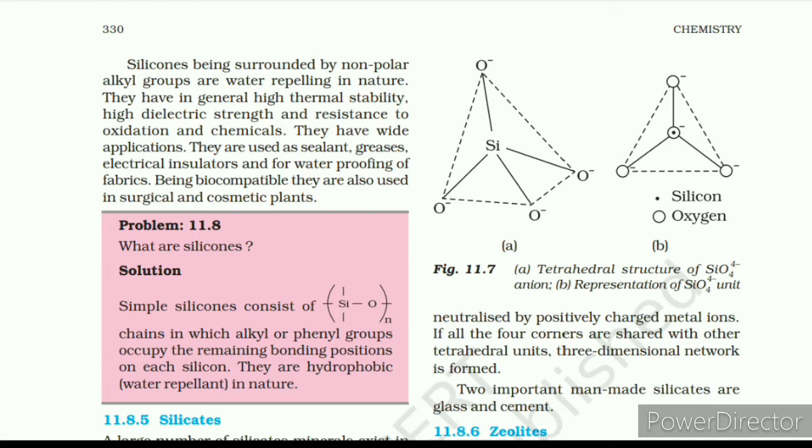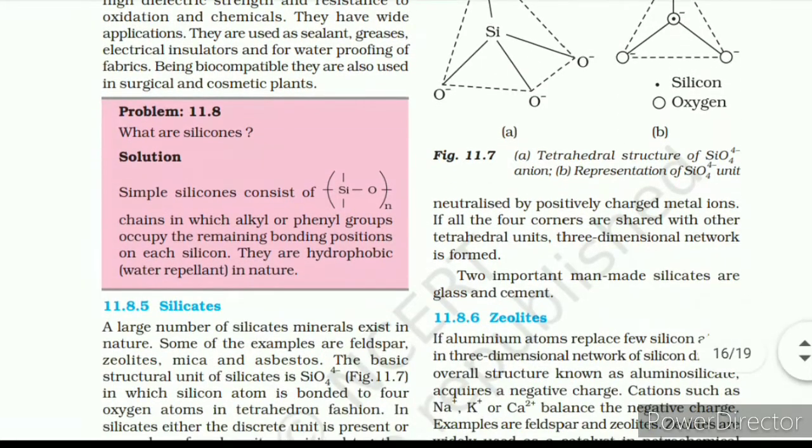11.8.5 Silicates. A large number of silicate minerals exist in nature. Some examples are feldspar, zeolites, mica, and asbestos. The basic structural unit of silicates is SiO4 4-, in which the silicon atom is bonded to 4 oxygen atoms in tetrahedral fashion. In silicates, either the discrete unit is present or a number of such units are joined together via corners by sharing 1, 2, 3 or 4 oxygen atoms per silicate unit.